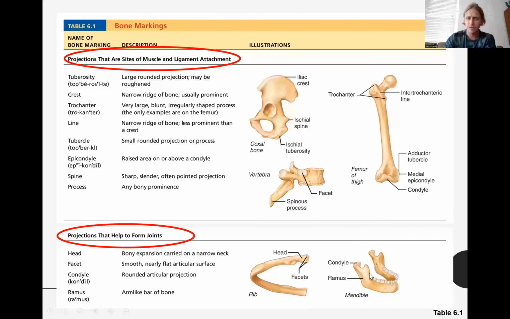So here's a ramus right here. It's this region of your mandible, which is your jawbone. So here's the ramus. This bar will bind these two processes here, one's a condyle, the other one's a process, to the main part of the mandible. So this bar is joining these things together. All right, so that's why that's considered a ramus.